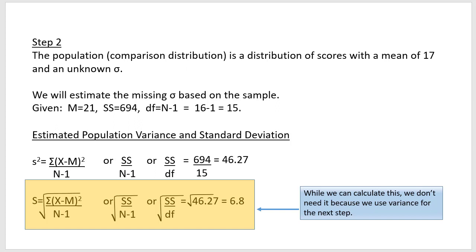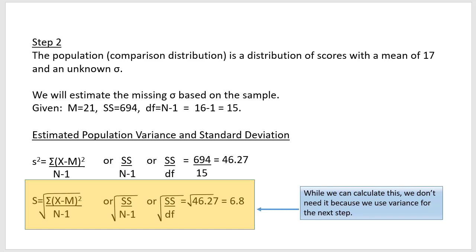So in step number 2, the population, which is our comparison distribution, is a distribution of scores with a mean of 17 hours studied and an unknown population standard deviation. We don't know what the spread of the scores is. All we know is that the mean of that population was 17. We can use the sample's information in order to estimate what the spread of the population might be. And remember, we can do that because when we take a sample from a population, they share characteristics because they do come from that population. But we have to be careful to calculate it the right way, using the unbiased estimate of the population variance.